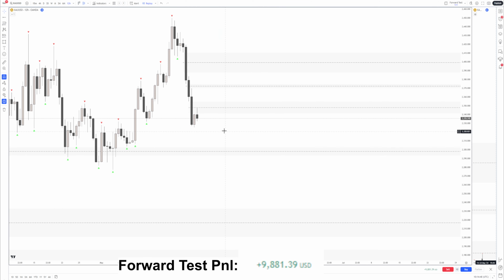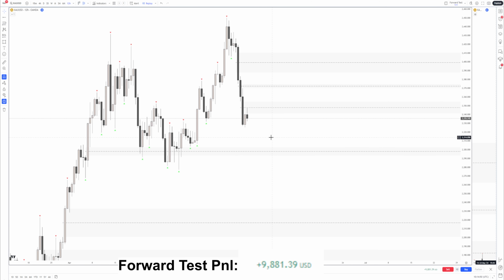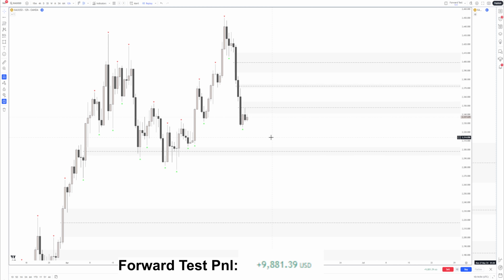Okay. Could we have entered that fair value gap there? Potentially. But we are at the bottom of this move here, so we might want to wait for it to arrive a bit higher before we take it. But it could perfectly play out.